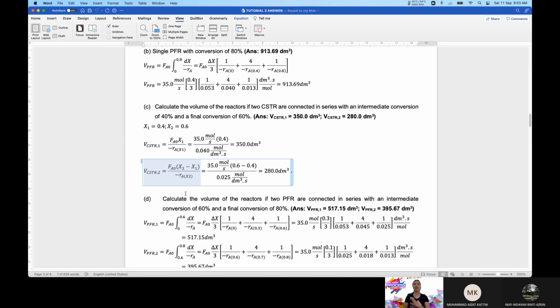So another scenario, let's say, macam saya pernah katakan, kamu confused X1 tolak X2 ke X2 tolak X1. So kamu kena ingat balik, theoretically conversion akan meningkat dengan reaktor. Ini X2 will always be bigger than X1. Kalau ada reaktor ketiga, X3 akan lebih besar daripada X2. So katakan kamu letak sebagai X1 tolak X2, kamu akan dapat nilai negatif. So dan kamu kena ingat, okay, volume reaktor tak mungkin negatif.